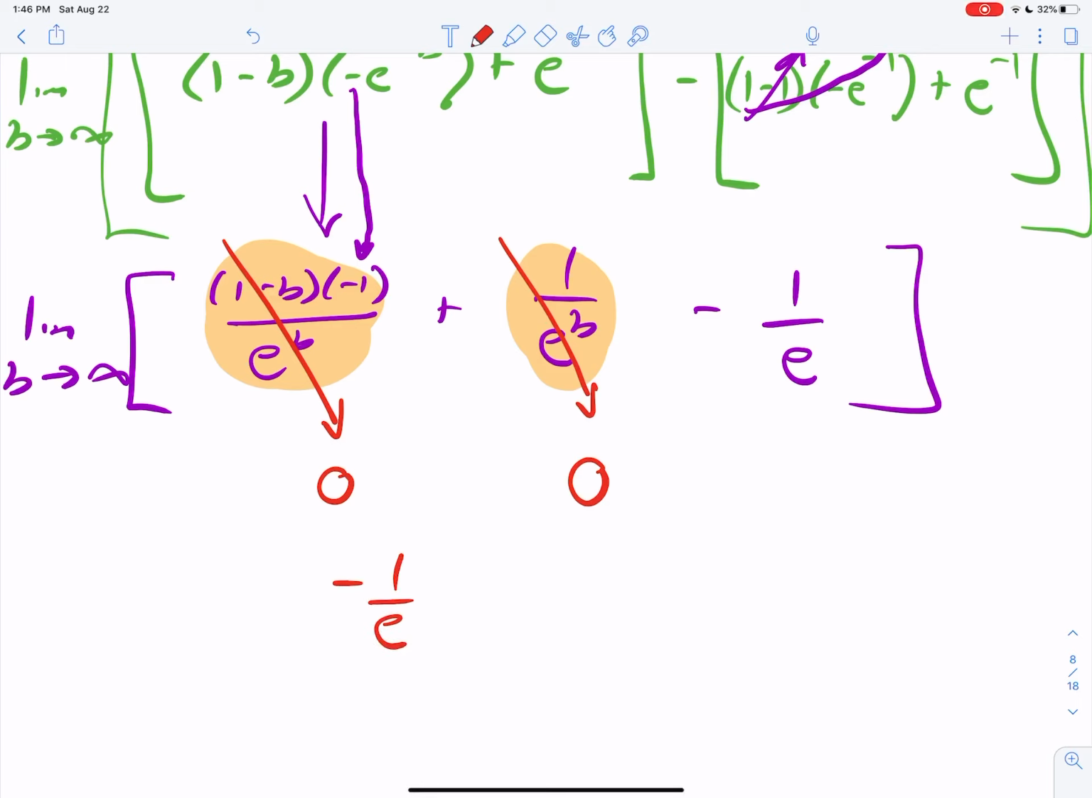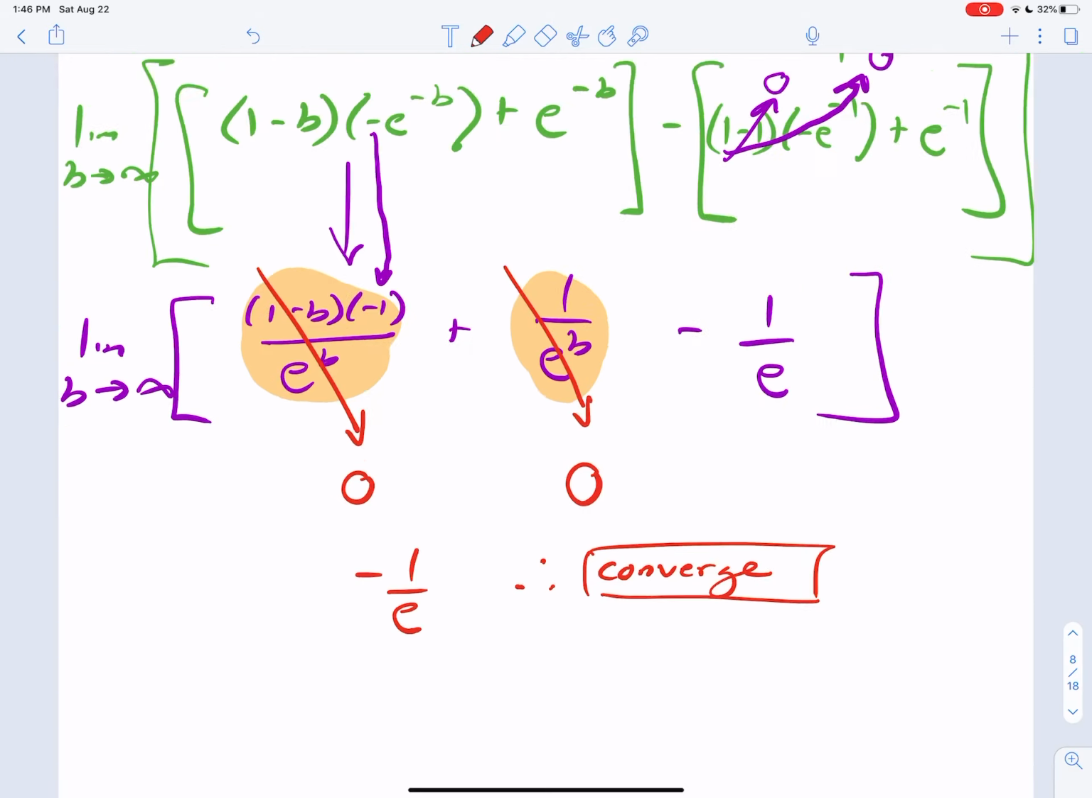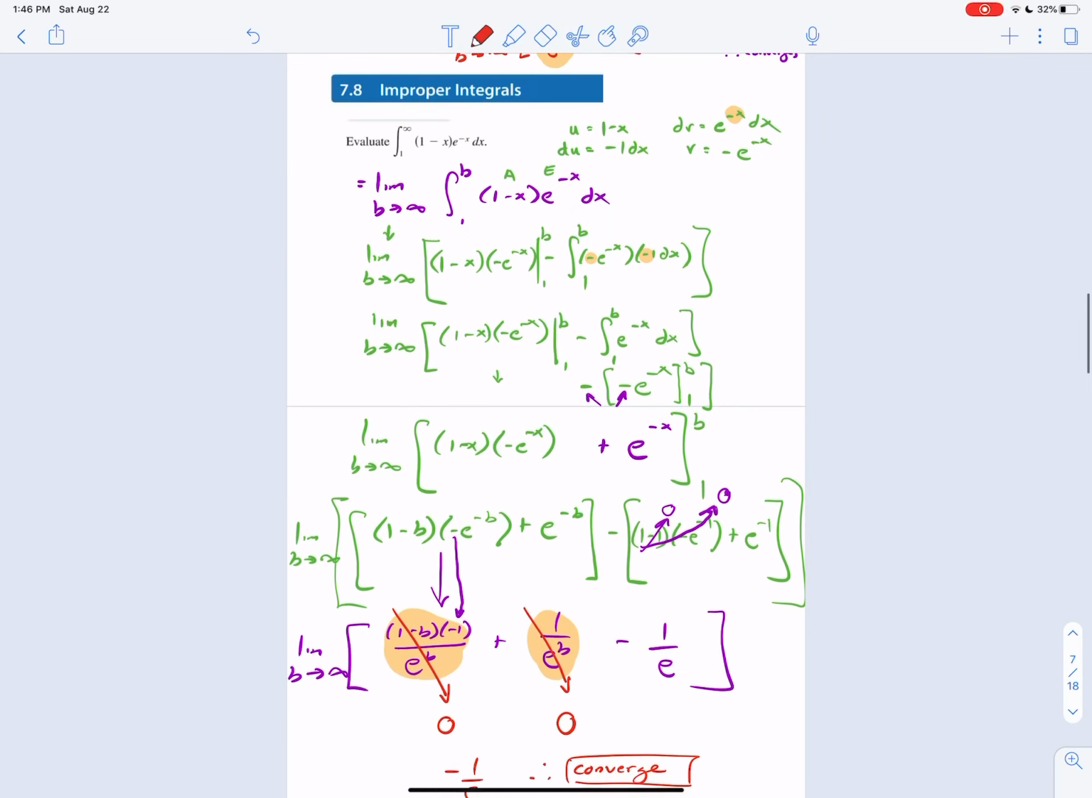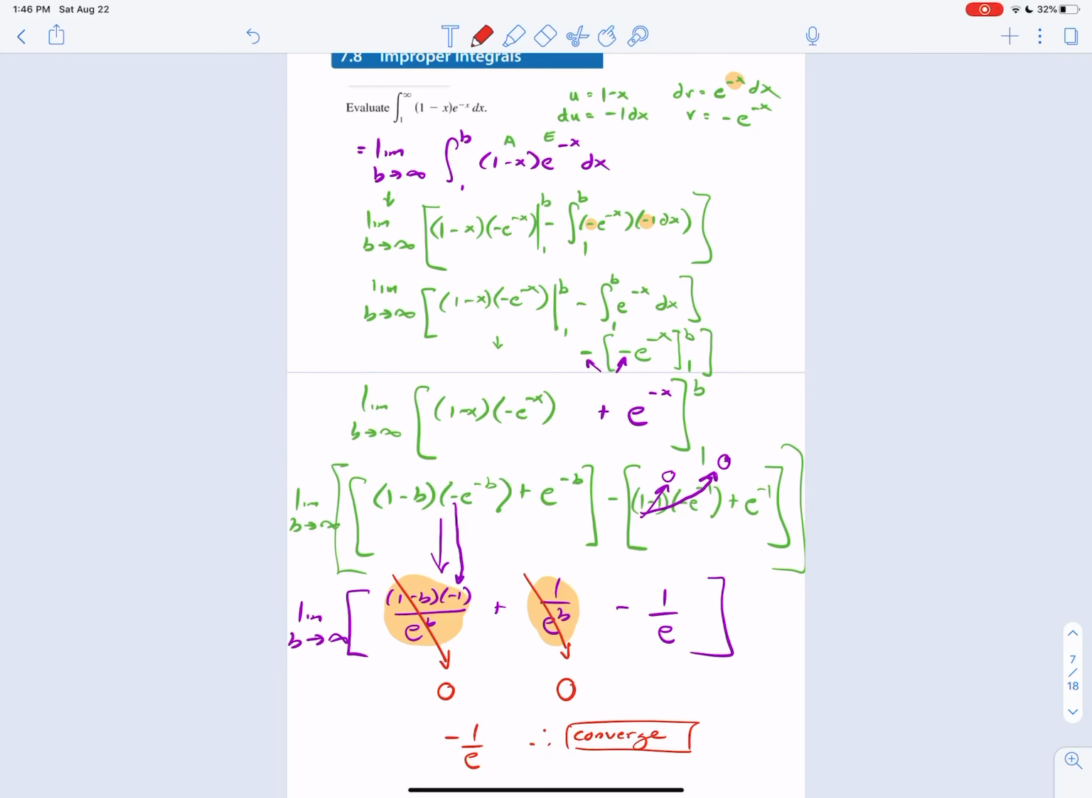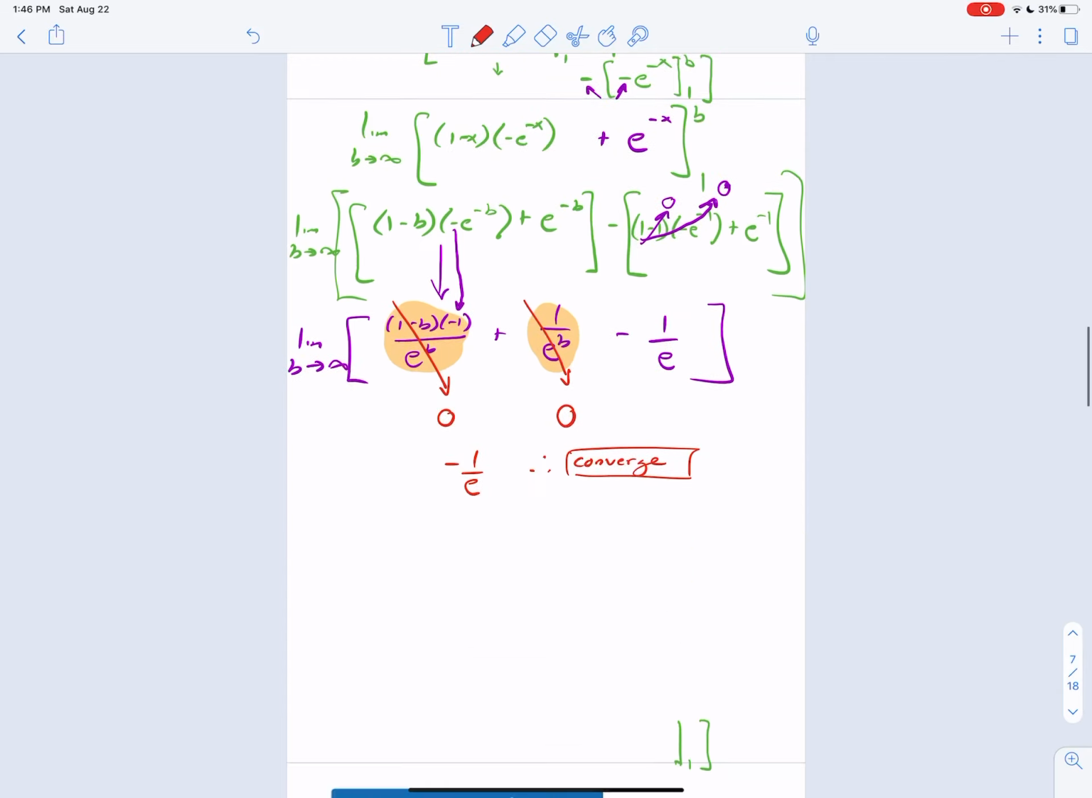What does that tell you? That tells you that this area will converge. There's a finite amount of space. It does not get larger and larger. Holy moly. Cool? Text me if you guys have questions, okay?